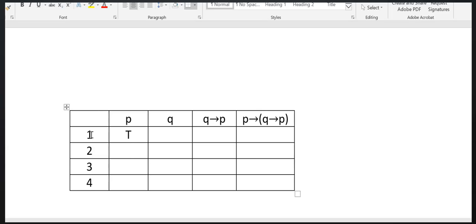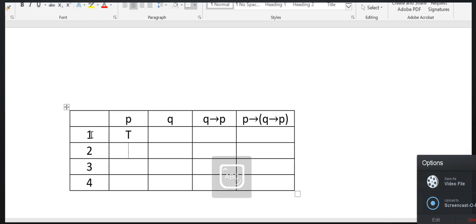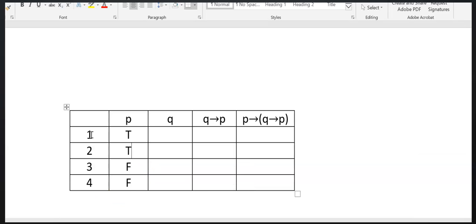Now first we'll take the table, that is P, Q, and the main joint is implication, which is between Q implies P and the P. Therefore, first we'll write P, Q, Q implies P, then this is P implies (Q implies P). Now we'll write first the values of P: double T, double F. Q is TF, TF.